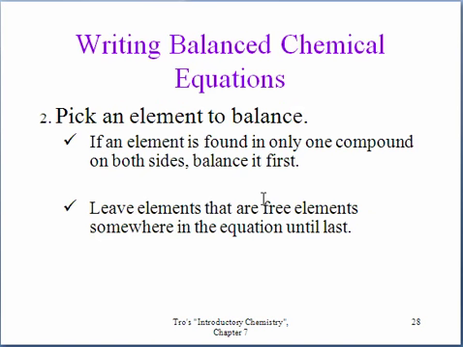After we have our equation, we pick an element to balance. And a good element to choose is if there's an element that is found in only one compound on both sides. If an element exists as a free element all by itself somewhere in the equation, then save that one for last. That's going to be easiest to balance after everything else is balanced.